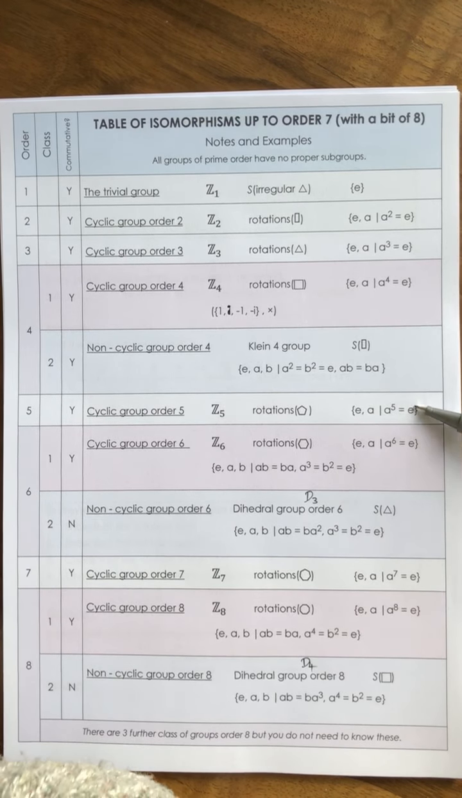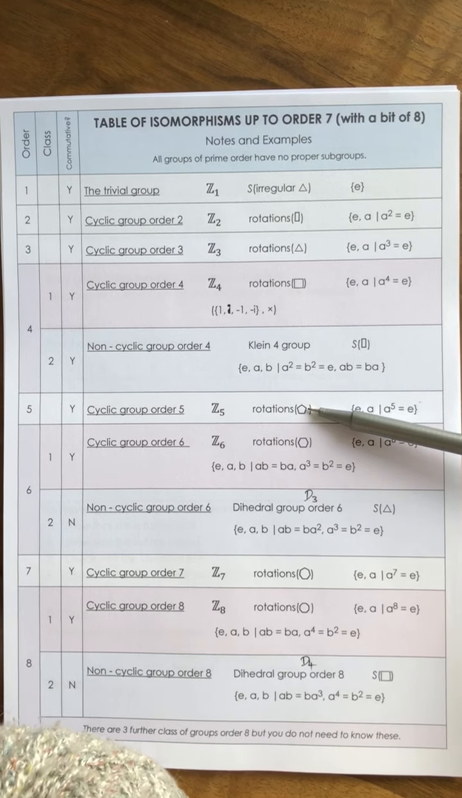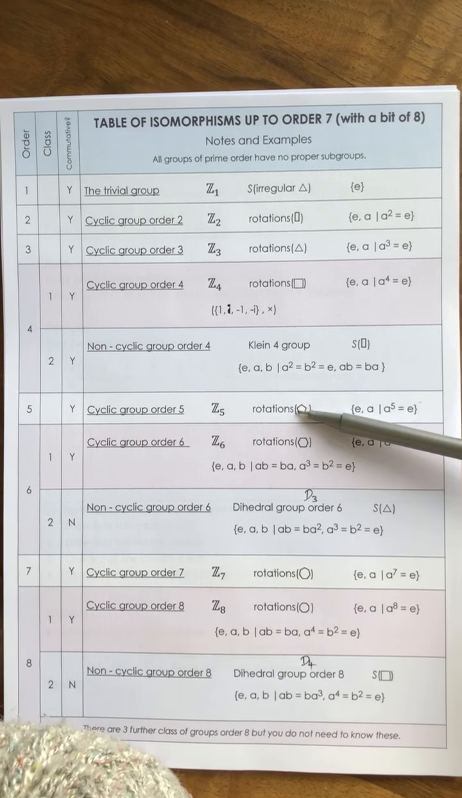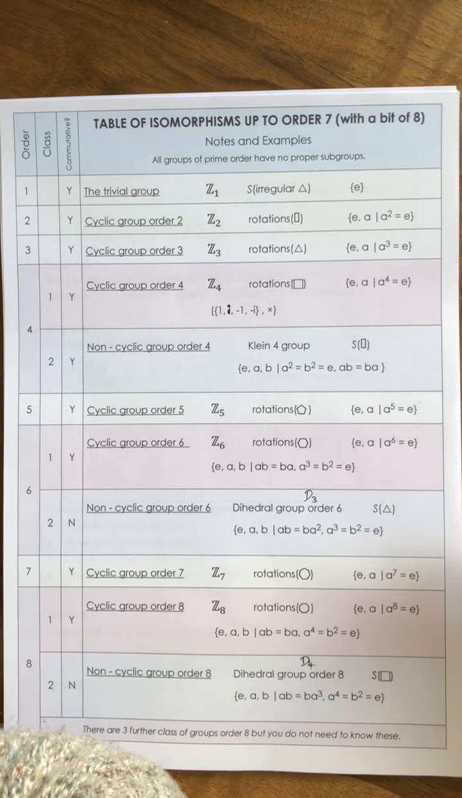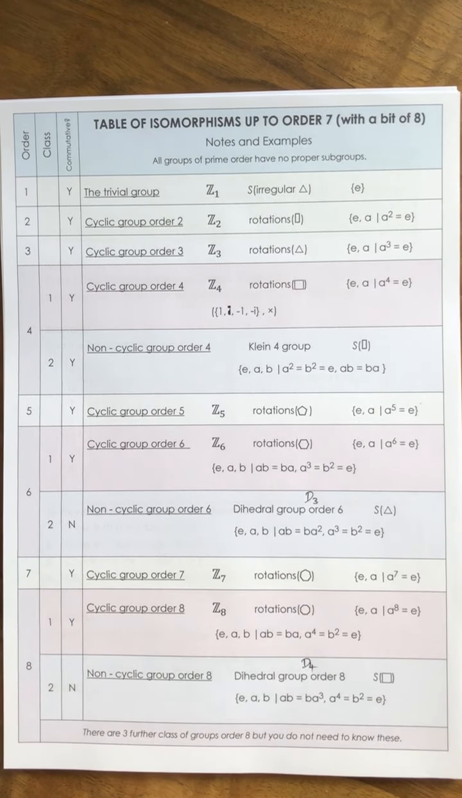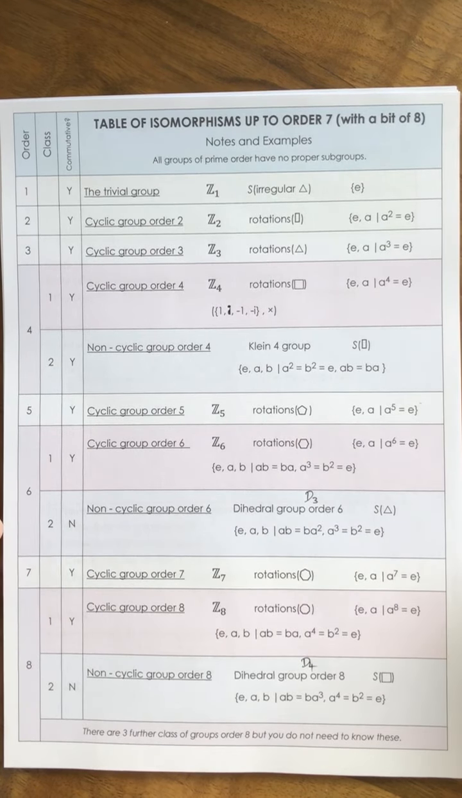You're not going to have any subgroups here because you can't just get those fifth of a turns and taking 1/5, 2/5 and 3/5. That's not going to work. You need to either take them all or none at all. So everything with prime order doesn't have any proper subgroups.